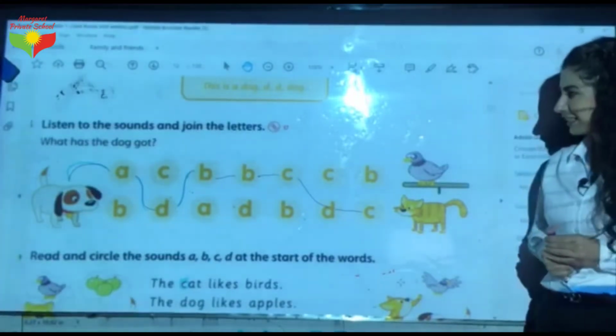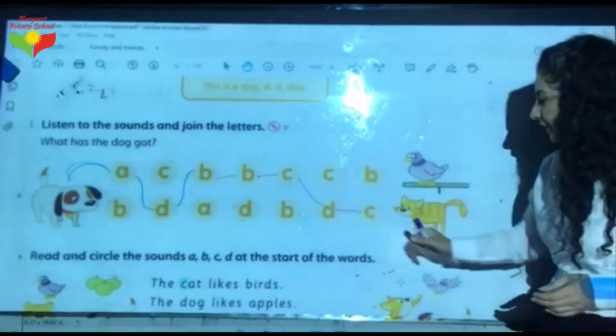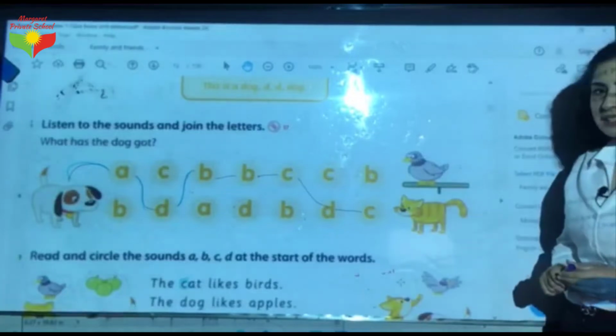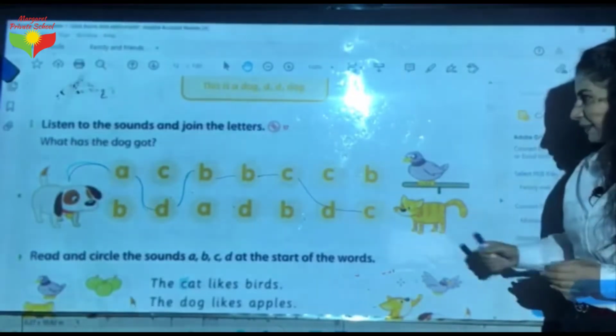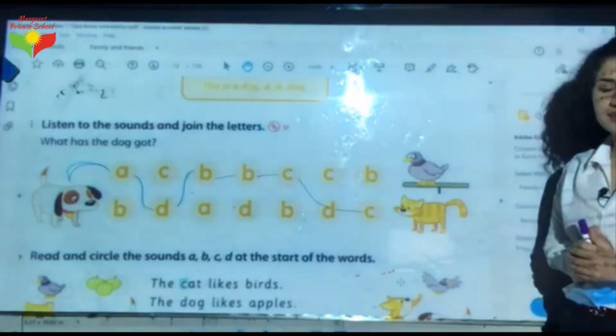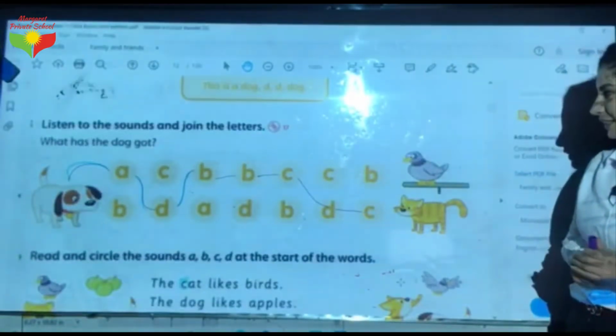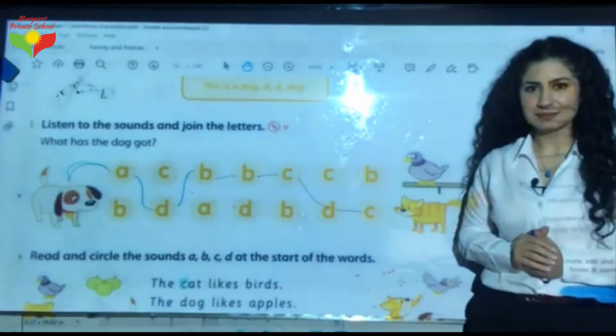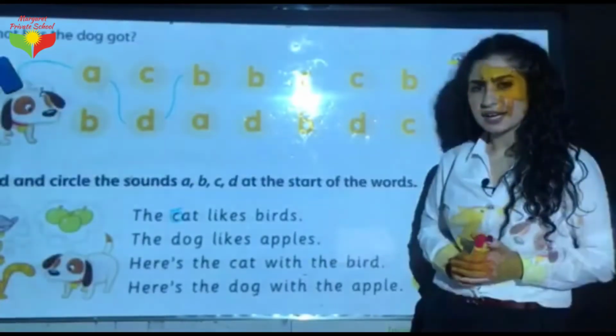Oh guys, look at here. The dog wanna get the cat. He wanna play with him. Okay dears, now you can do it. Okay? Okay guys, look at here.